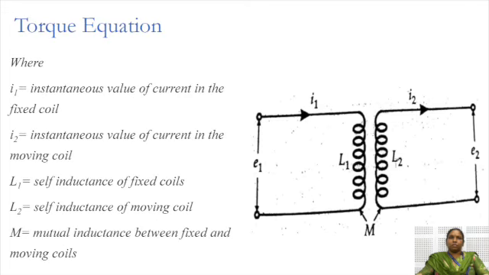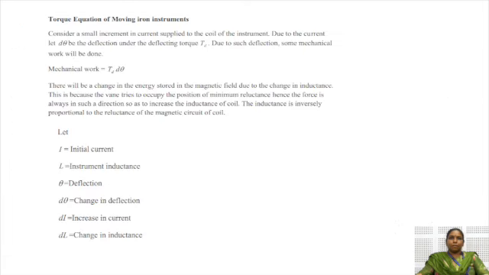Torque equation. First, I1 is the instantaneous value of the current in the fixed coil, whereas I2 is the instantaneous value of current in the moving coil, and L1 and L2 are the self inductance of the fixed coil and the moving coil. M is the mutual inductance between the fixed and the moving coil. So, the torque equation is derived here.